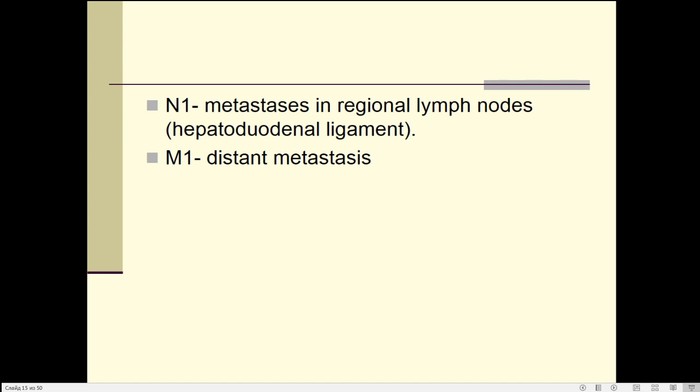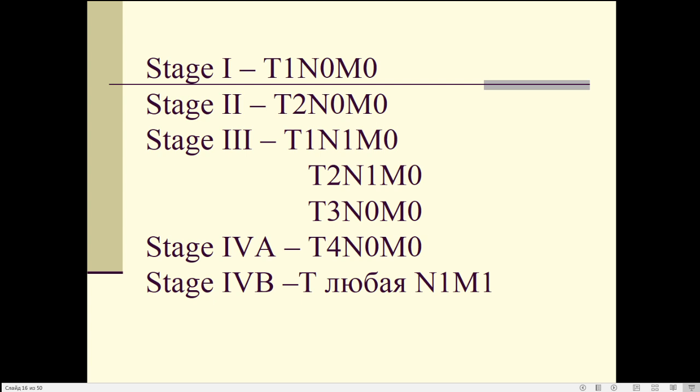Lymph node metastasis. N0, there is no lymph node metastasis, or N1, metastasis in regional lymph nodes, the hepatoduodenal ligament. M, distant metastasis. M0, no distant metastasis. M1, distant metastasis. Stage 1, T1 N0 M0. Stage 2, T2 N0 M0. Stage 3, T1 N1 M0, or T2 N1 M0, or T3 N0 M0.